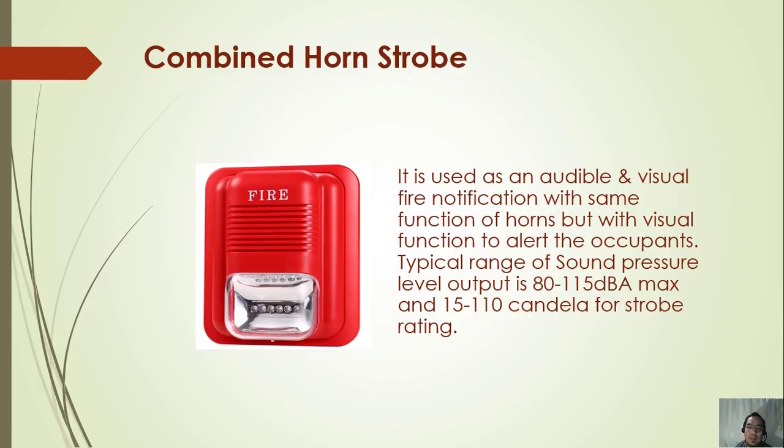The next one is the combined horn strobe. When we say combined horn strobe, guys, it's a combination of horn and at the same time we also have this strobe here. The typical range is the same as horn, but with the addition of a candela rating, meaning the illumination, with each around 15 to 110 candela for the strobe.